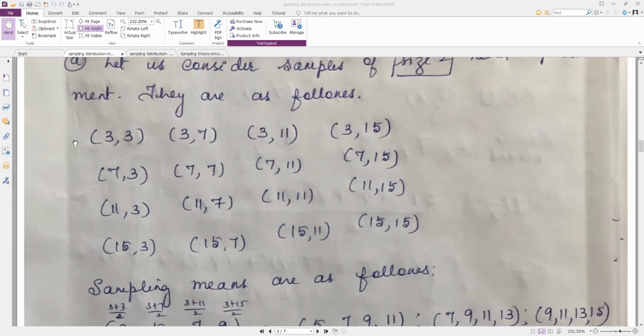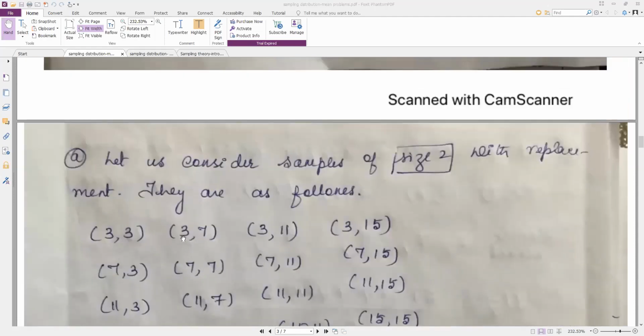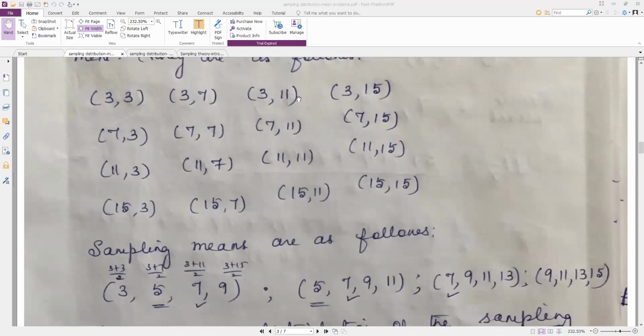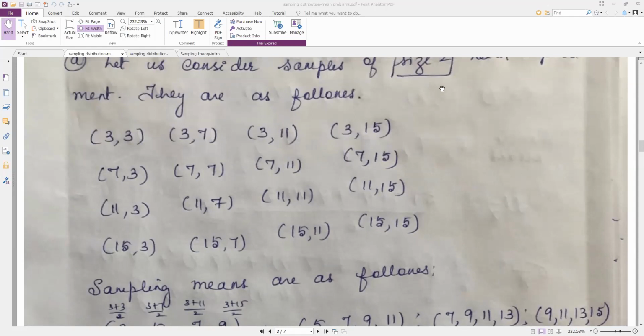Now we need to find the mean of these samples. How to calculate the mean? Add and divide by 2. 3 plus 3 is 6, 6 by 2 is 3. Then here 3 plus 7 is 10, 10 by 2 is 5. Then 3 plus 11 is 14, 14 by 2 is 7. 3 plus 15 is 18, 18 by 2 is 9. Similarly, do the others also, so we will get all the sample means. These are the samples we have made of size 2 with replacement.